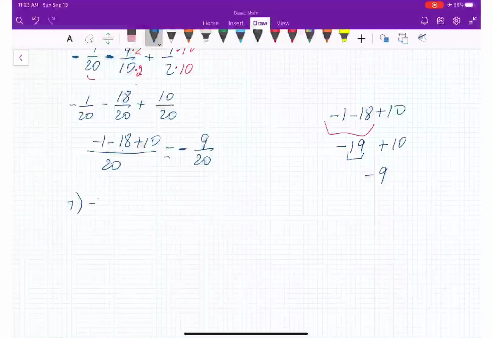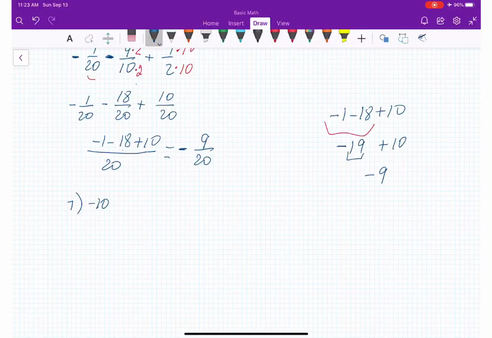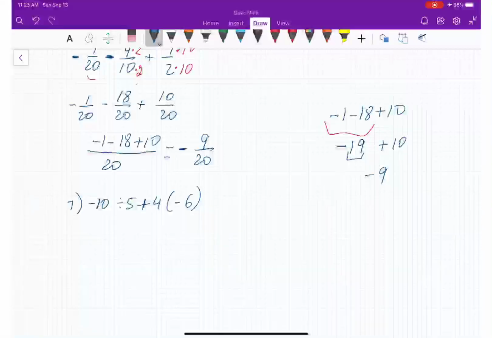Negative 10 divided by 5, plus 4, minus 6. Okay.